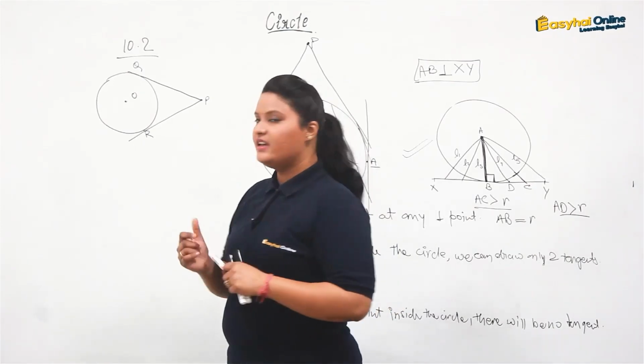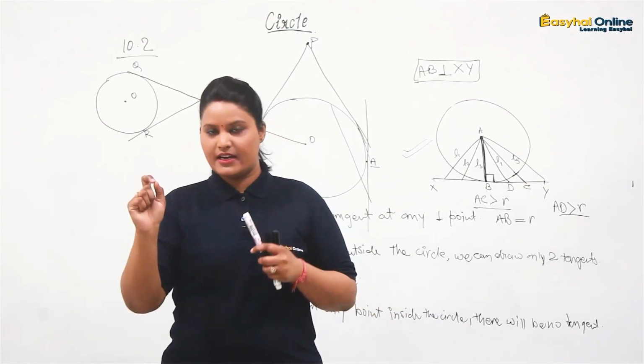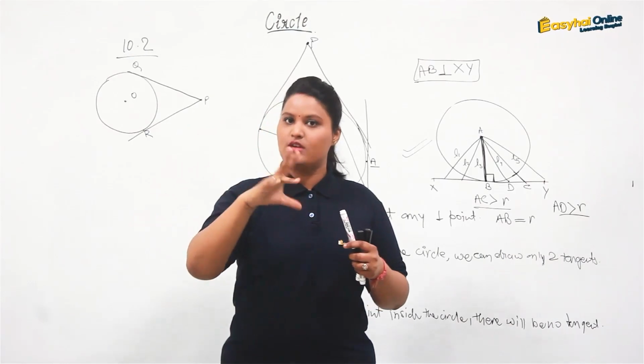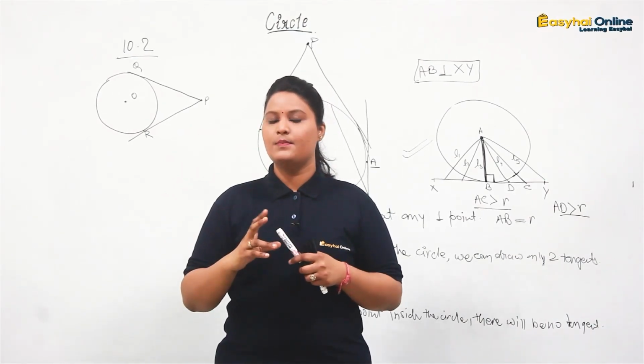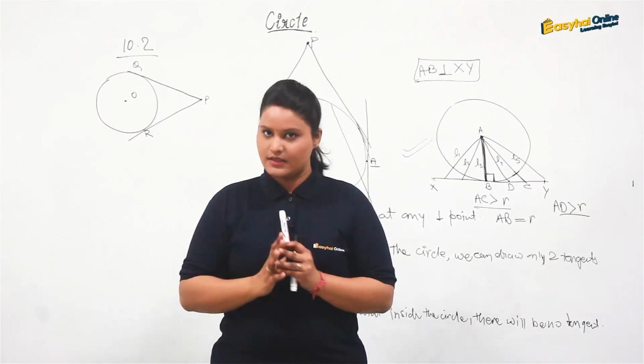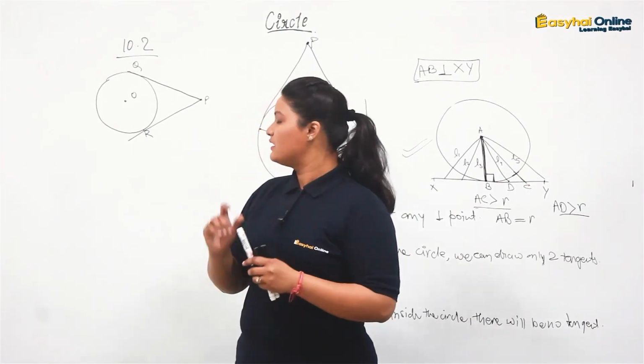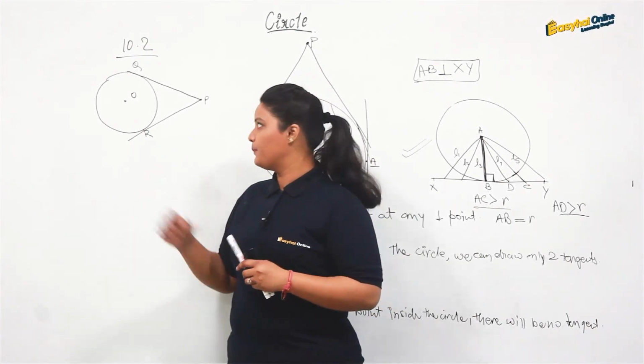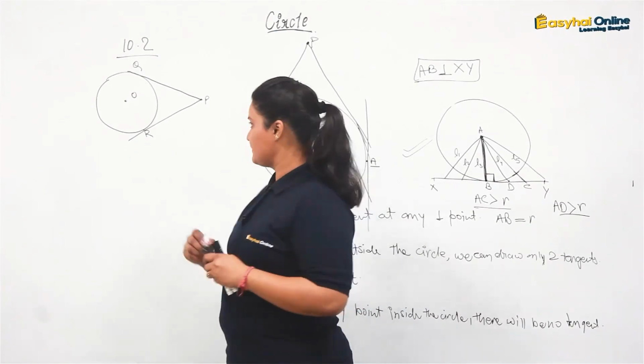Basically, whenever there is an outside point, it always draws only two tangents on the circle, and these two tangents are always equal to each other. So this statement we have to prove here. How can we do this?